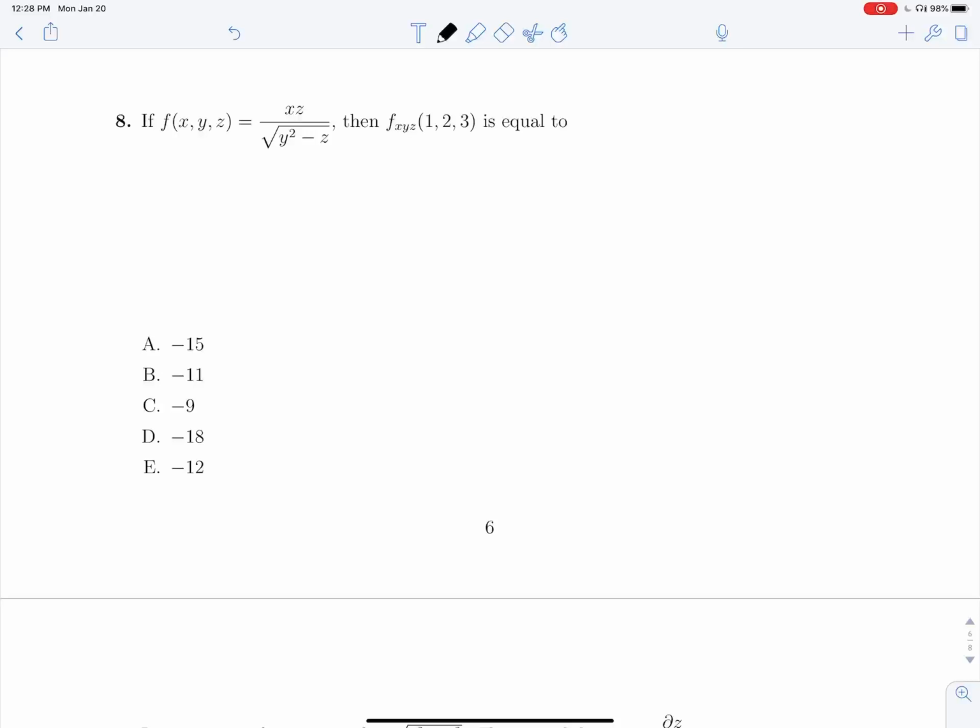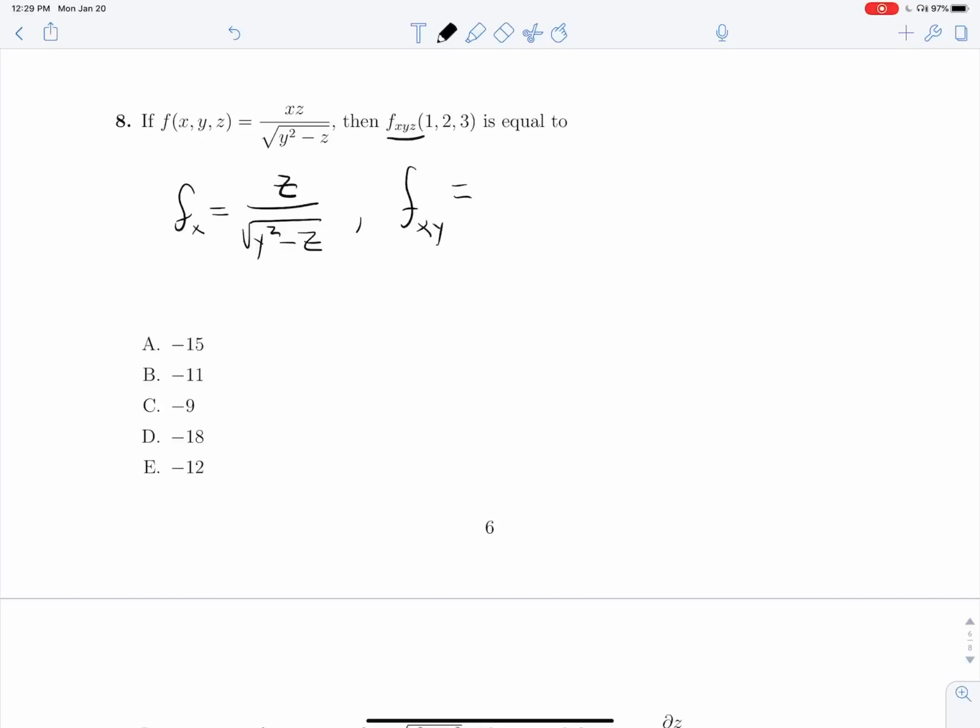Question 8 is a real pain. I'm not looking forward to doing this one. We are trying to find f_xyz at 1, 2, 3. Okay, let's go. So f_x, the partial derivative of this guy with respect to x, we're just going to hold y and z as constants. And this is the only easy one. We're going to get z over root y squared minus z.